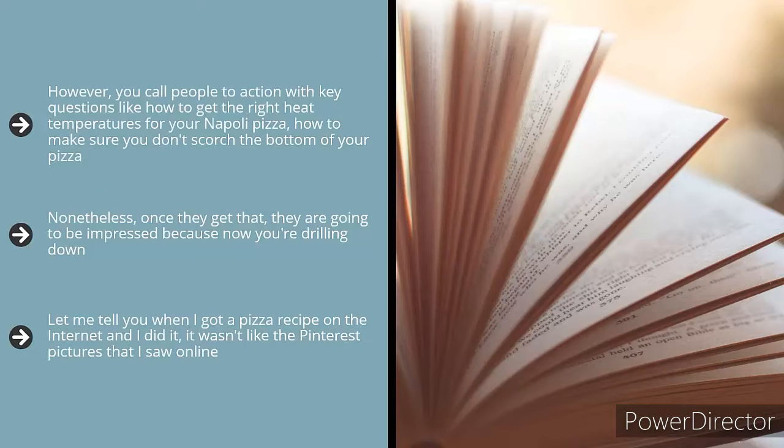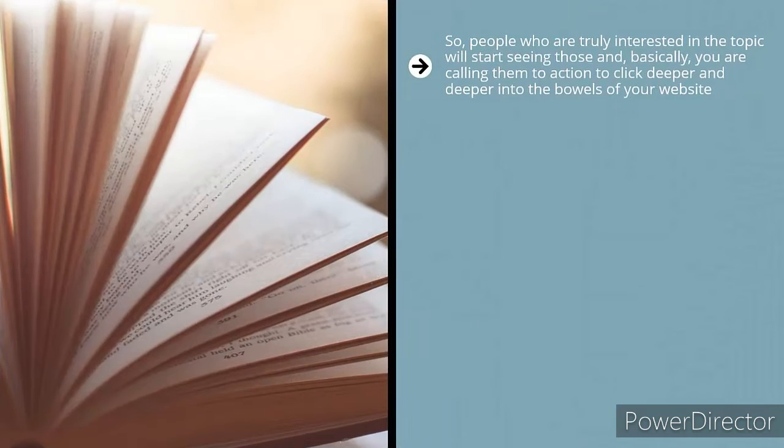That's what people are going to be looking for, because now you've given them basic information and then you're cluing them in by saying there are other things you need to know, and if you don't do these, you're not going to get the results that you're looking for. So people who are truly interested in the topic will start seeing those, and basically, you are calling them to action to click deeper and deeper into the bowels of your website.